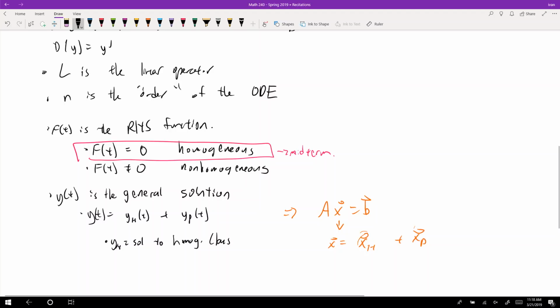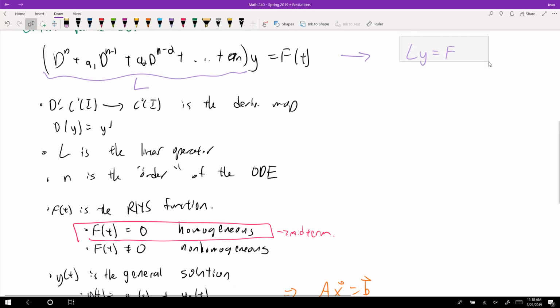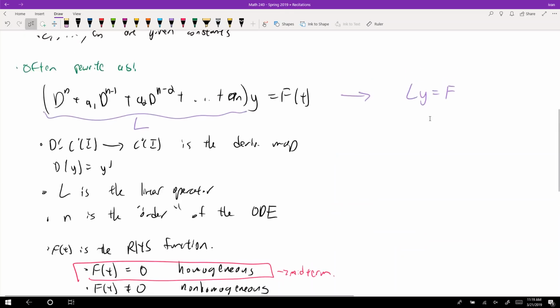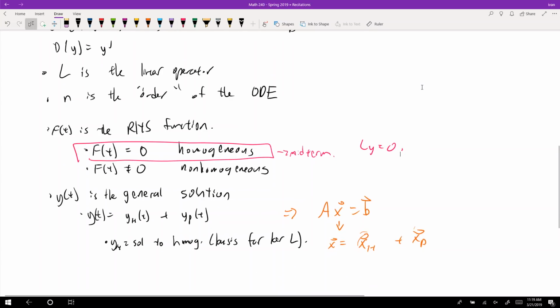So this is a basis for the kernel of L, right? Because up here we're solving Ly is equal to f. And when we're solving the homogeneous system, the homogeneous system is really Ly is equal to 0. So any solution to this homogeneous system is in the kernel of the derivative operator L, or the linear operator L.